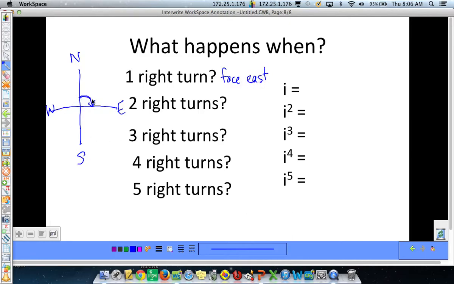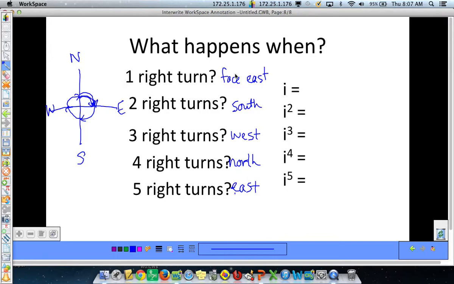If I take 2 right turns, I'll be facing south. If I make 3 right turns, I'll be facing west. If I make 4 right turns, I'm facing north again. And if I make 5 right turns, I'm facing east. So it starts the cycle over. So every 4 turns, I'm back to where I started.